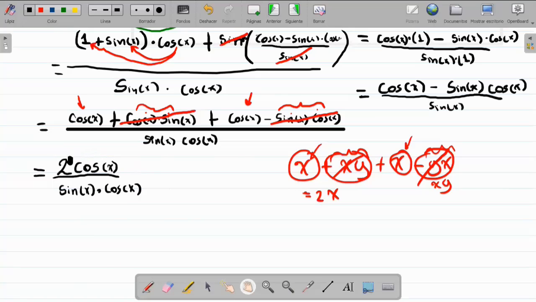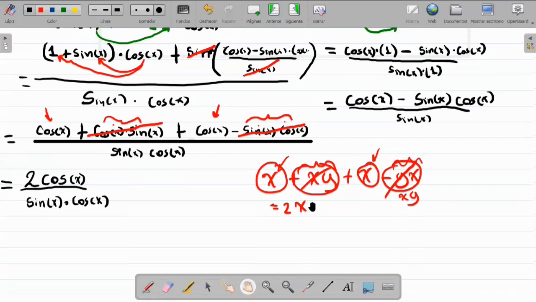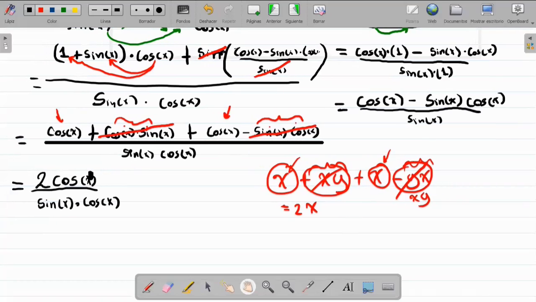So what else can we do in here? Or if you have a question, if it's not clear, how do I get that 2 cosine, for example? If it's not clear, look and check this one, okay? x plus xy plus x minus yx is the same as you have at the end, just 2x. So cosine plus cosine times sine plus cosine minus sine times cosine is the same as you have just 2 cosine. This cosine of x is behaving the same as this x in here.